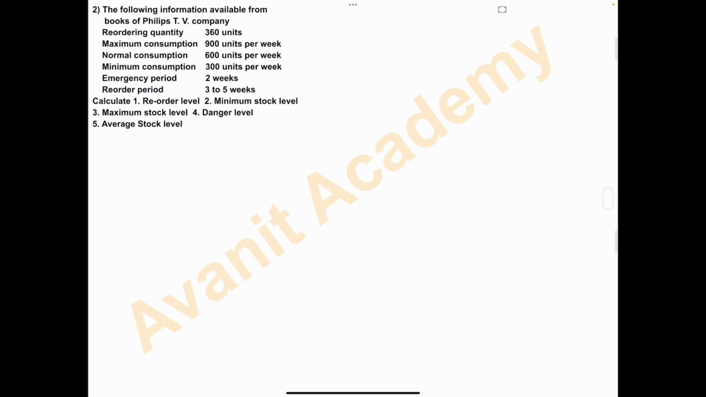Problem number 2. The following information is available from the books of Philips TV Company. Reordering quantity is 360 units. Maximum consumption 900 units per week. Normal consumption, that is average consumption, is 600 units per week. Minimum consumption 300 units per week. Emergency period is 2 weeks. We have to calculate number 1, reorder level, minimum stock level, maximum stock level, danger level, and average stock level. This is the 10 marks problem.